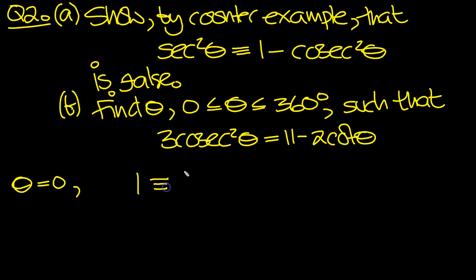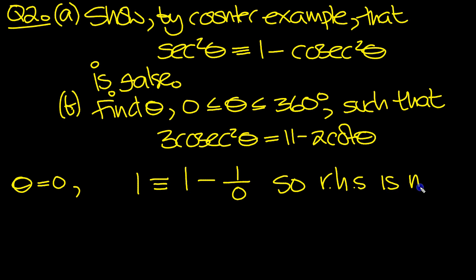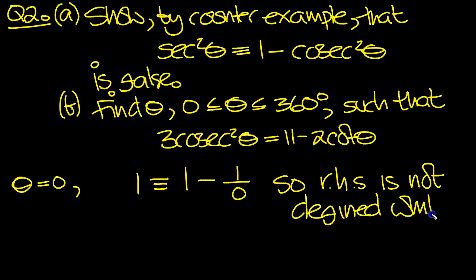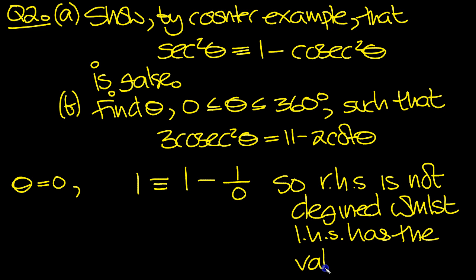Is equivalent to 1 minus cosec squared 0. Cosec is 1 over sine, so it's not defined. So right hand side is not defined, whilst left hand side has the value 1. So it cannot be equivalent then.